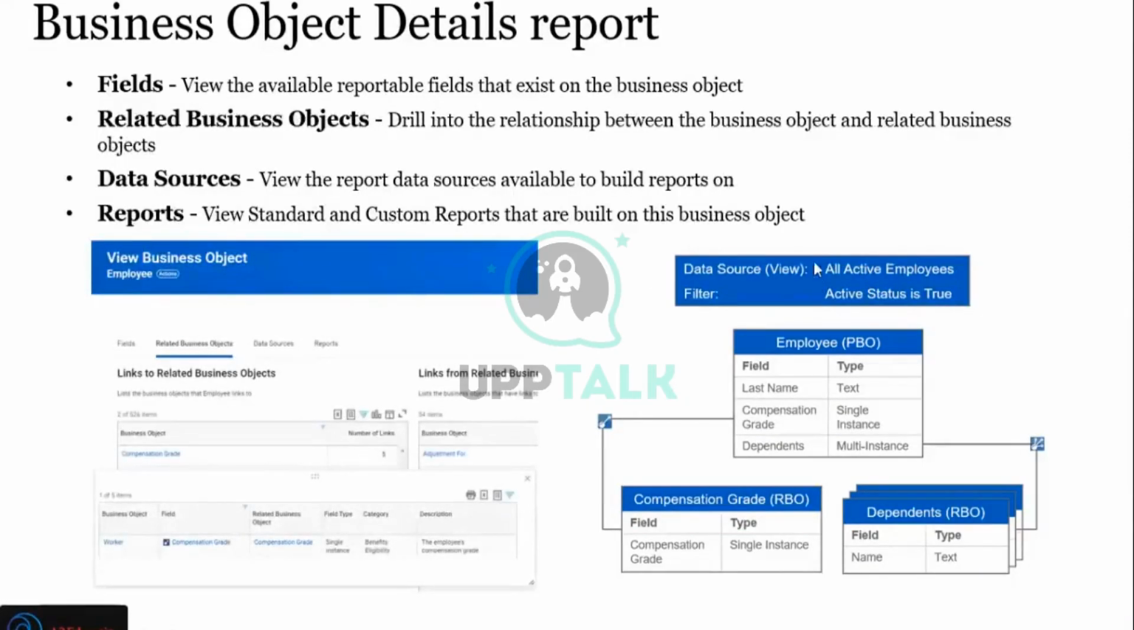The same information that you see here, this is how it is structured in Workday. We have our employee business object. Compensation grade is a related business object which you see on the RBO tab. Worker, if you see, has a one-to-one relationship. A worker, this icon that you see here, identifies a single instance.